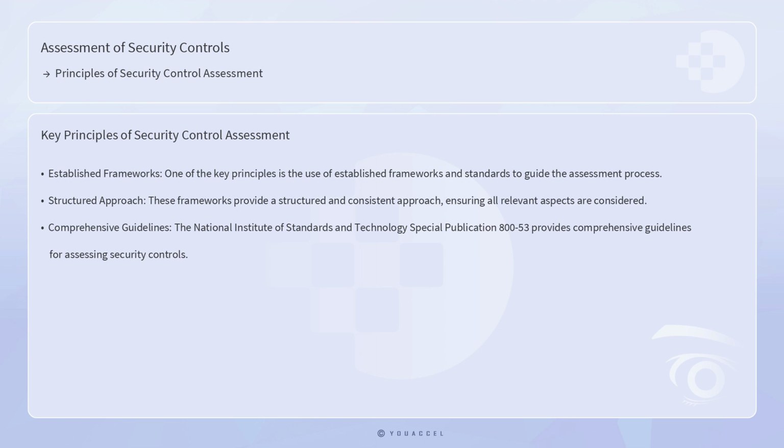The National Institute of Standards and Technology Special Publication 800-53 is one such framework that provides comprehensive guidelines for assessing security controls in federal information systems. NIST SP 800-53 outlines a set of security controls and assessment procedures that organizations can use to evaluate the effectiveness of their security controls and identify areas for improvement.